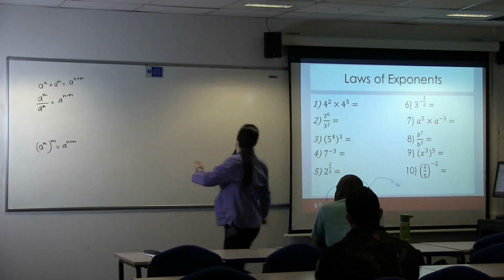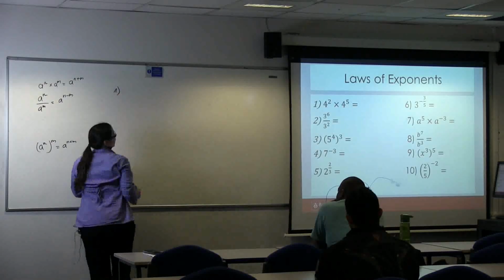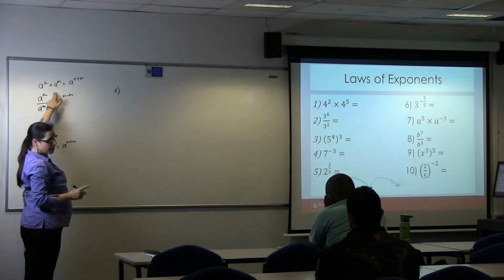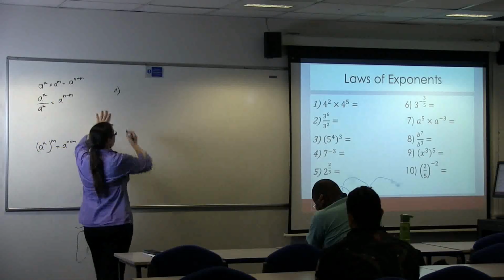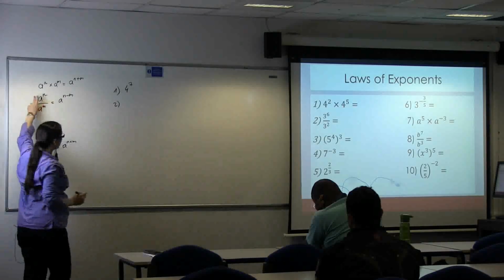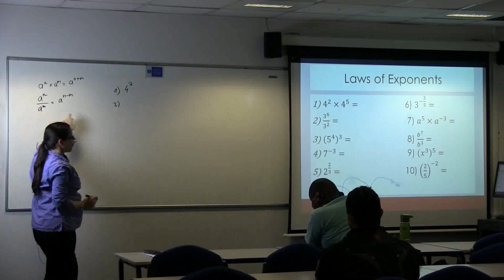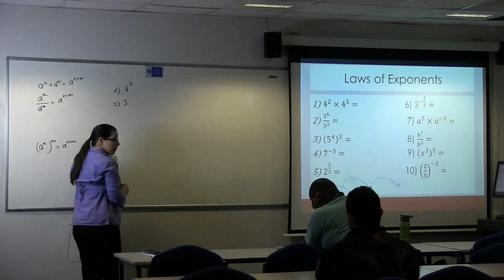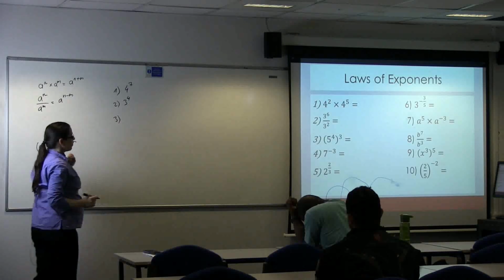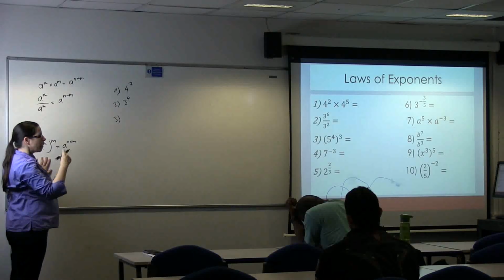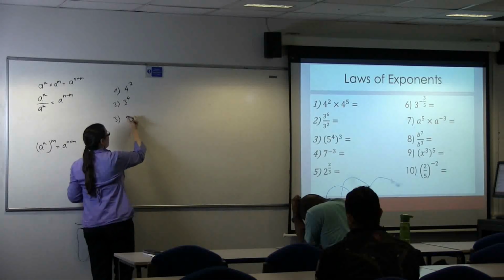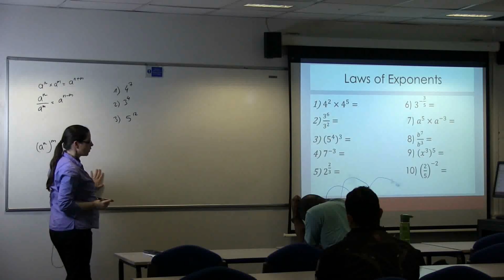Okay, so number 1, 4 to the 2 times 4 to the 5 is that rule. Same base multiplied by itself, so that gives me 4 to the 7. Number 2 is this rule. The same base divided by, so that will be 3 to the difference of the powers, which is 4. Number 3 is this rule. I'm raising a power to a power, so I need to multiply the powers together, so that will be 5 to the 12, because 4 times 3 is 12.